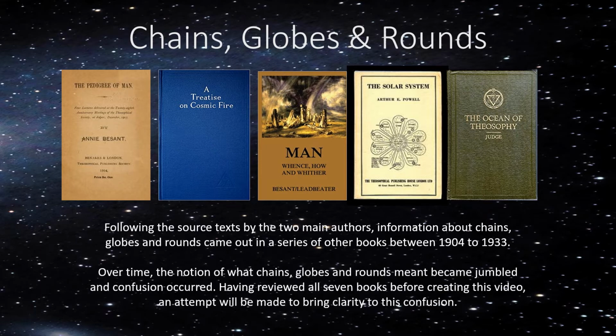Over time, the notion of what chains, globes, and rounds meant became jumbled and confusion occurred. But having reviewed all 7 of these books, the 5 books here and the 2 source books, before creating this video, an attempt will be made to bring clarity to all of this confusion.